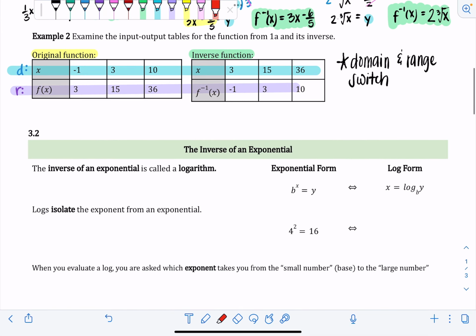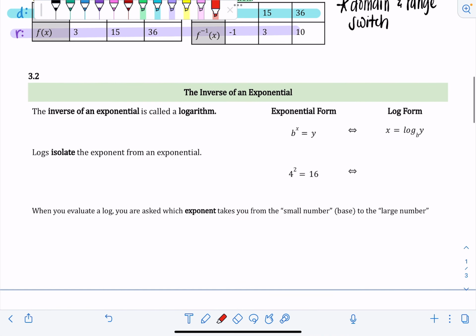Okay, moving down to 3.2, this is the inverse of an exponential. So the inverse of an exponential is called a logarithm, which we don't really say that full word all the time. We usually just call it a log. So log for short. Most times, if not every time from here on out, you'll hear me call it a log. But what logs do, and just actually a quick refresher, I'm going to add an exponential.